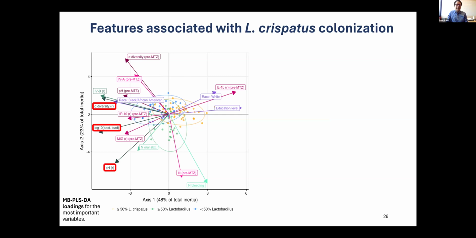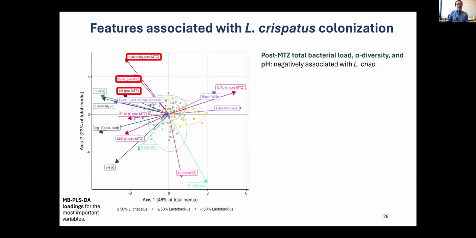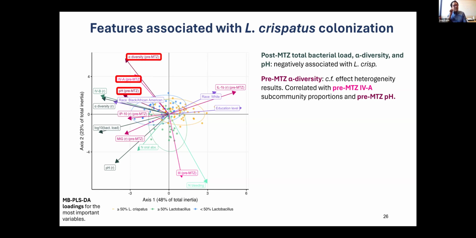What you see here is that post-metronidazole bacterial load was actually one of the strongest factors that predicted Lactobacillus crispatus colonization at week 12. Other things were alpha diversity and pH: if you had a higher alpha diversity, you were less likely to get Lactobacillus crispatus dominance, and an elevated pH basically meant that post-metronidazole you continued to have an anaerobe-dominated community. We also saw that pre-metronidazole, so even before you took antibiotics, alpha diversity and community composition had some ability to predict outcomes, so that women who had higher alpha diversity before were less likely to colonize with Lactobacillus crispatus.